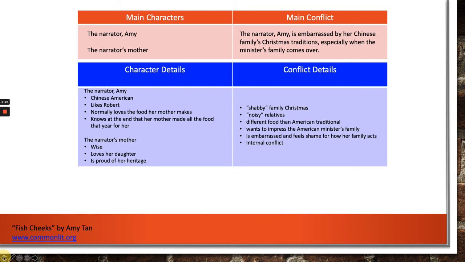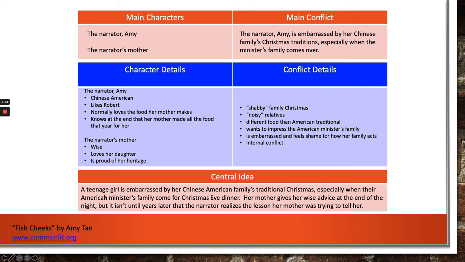Notice that in the central idea, we talk about the teenage girl. We talk about Chinese American families' traditional Christmas. We talk about the American minister's family. We talk about her mother giving wise advice. So we're putting very specific details within our central idea.